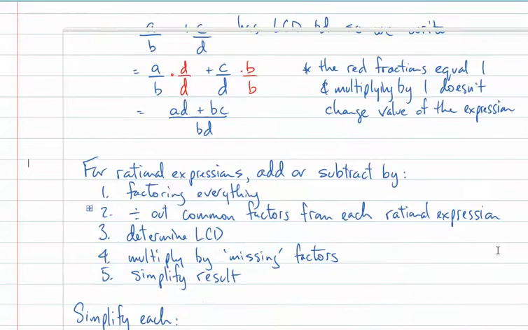Now, when we work with rational expressions, there are 5 things we want to do. When we're adding or subtracting, step 1, factor everything. Step 2, divide out common factors that occur in each rational expression if that happens. So we want to simplify each rational expression first. Third, determine the LCD of the result. 4, multiply by those missing factors from the LCD, and then simplify that final result. We're going to work through 3 examples now.